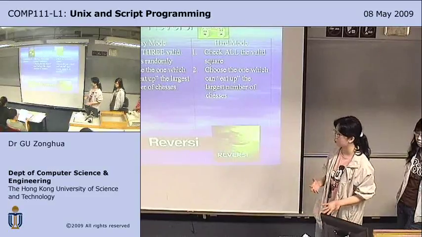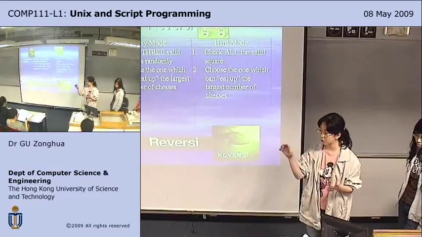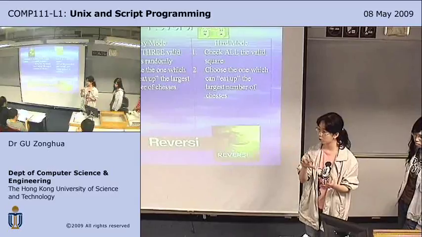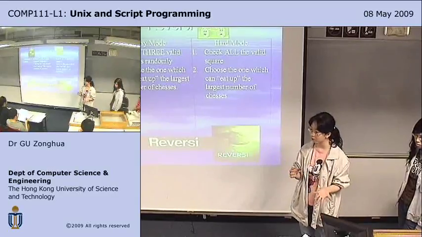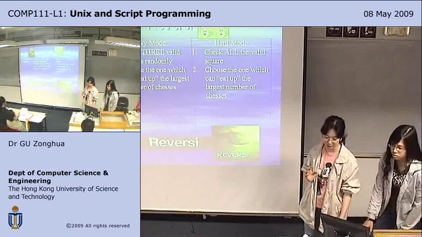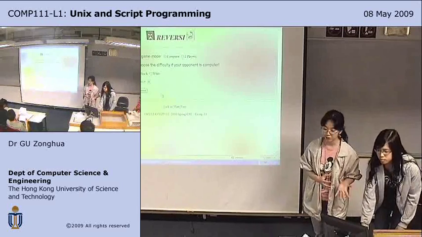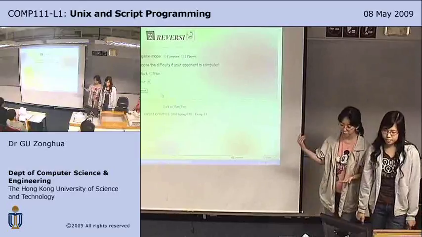However, for the hard mode, the computer will first check all the 64 squares on the board, and then choose the one that will eat up the largest number of squares. So now Panisa will demonstrate the game to you.